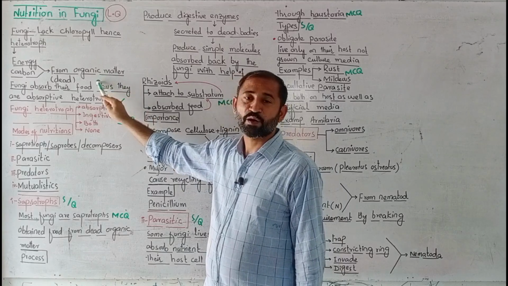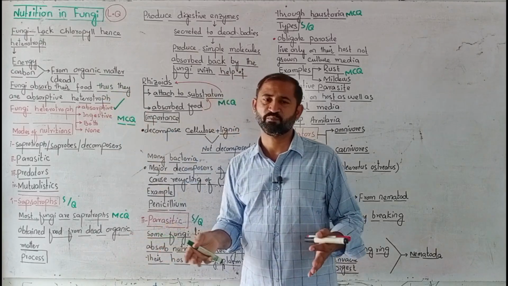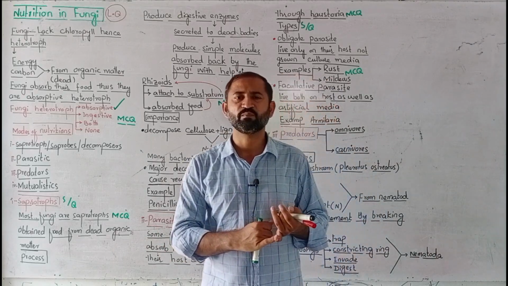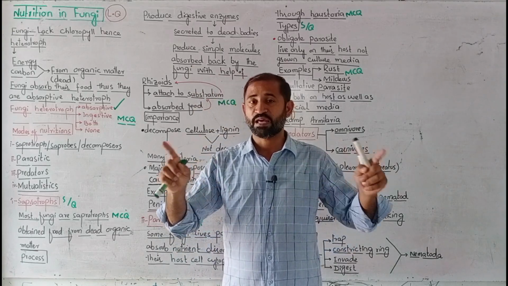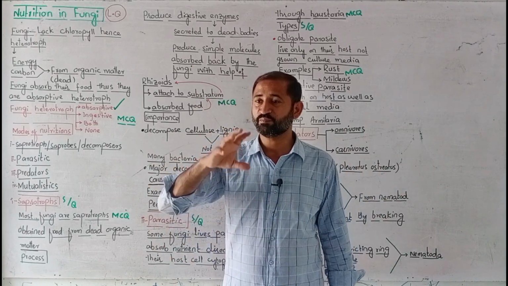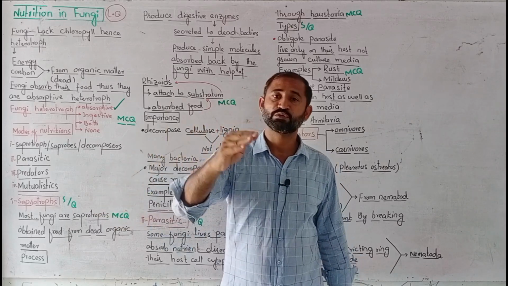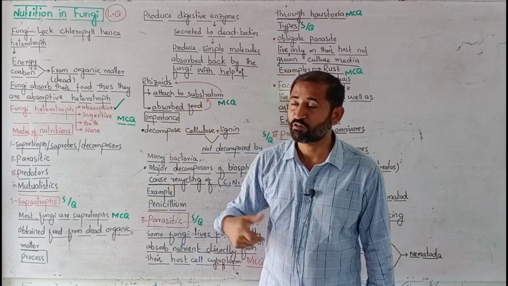But the compound from where they get energy is organic matter, and it is dead organic matter, meaning dead and decaying plant bodies, and dead and decaying animal bodies. From these compounds that are complex in nature, they produce enzymes. These enzymes break them, and then the complex compounds are converted into simple compounds. Then these simple compounds are absorbed by the fungi.